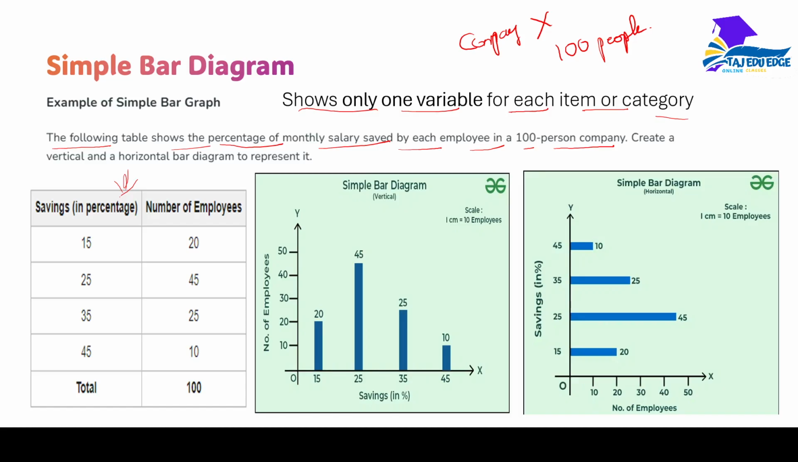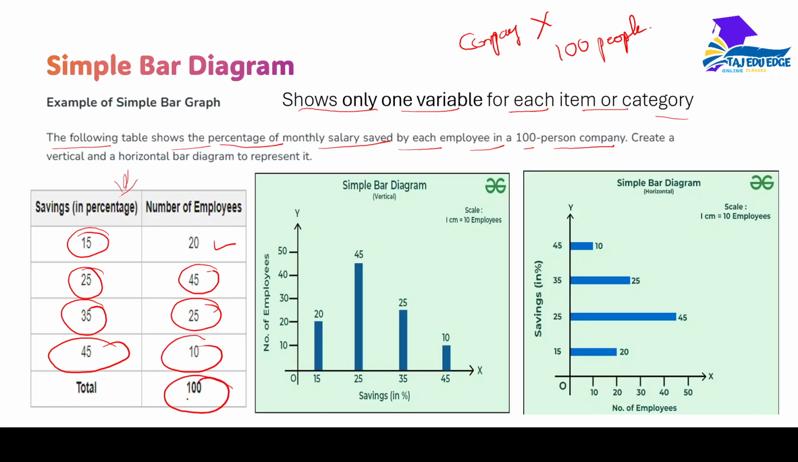Out of those 100 people, 20 people are saving 5% of their monthly salary, 20 people are saving 15% of their monthly salary, 45 people are saving 25% of their monthly salary, 25 people are saving 35% of their monthly salary, and 10 people are saving nearly 45% of their monthly salary. So out of 100 employees, this is how their saving pattern is.